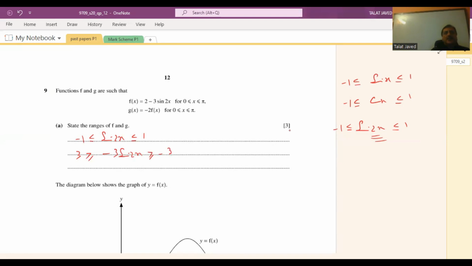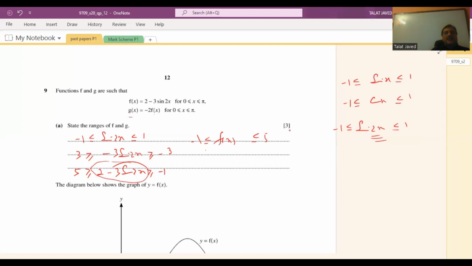So again 2 is being added. So we can add 2 in this. We get 2 plus 3, 5. 2 minus 3 sine 2x will be equal to minus 1. So f of x is less or equal to 5, and greater or equal to minus 1, because this is f of x.